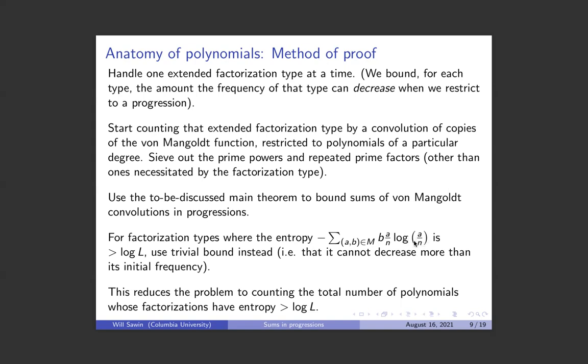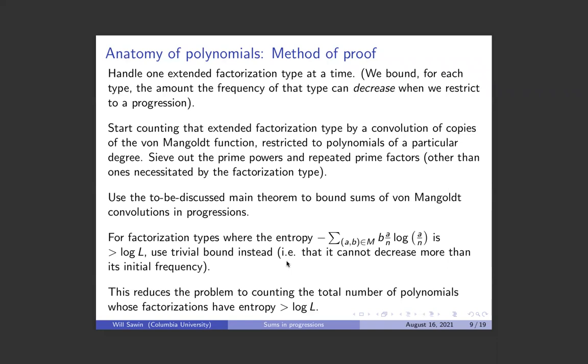And so because the probability is a over n, we have this a over n log a over n, and then it occurs with multiplicity b, and then we sum, and there's a minus sign. So this is the notion of the entropy. And this L formula I wrote down is the cutoff. Below that entropy, we get a power savings below log L, and above log L, we get no useful bound.